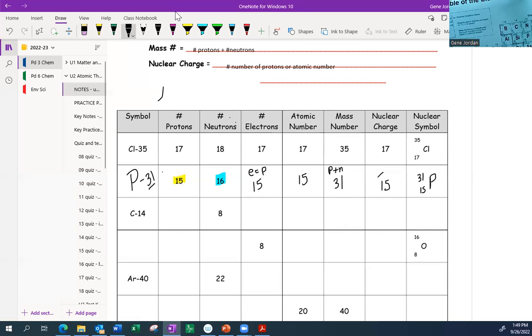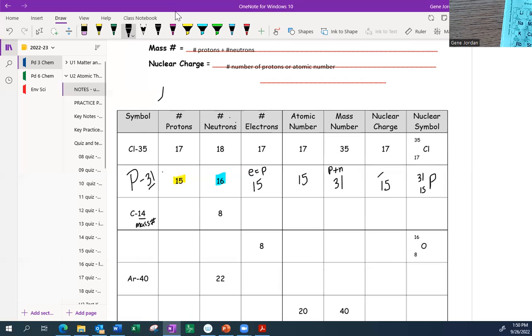And that's all there is to it. All right, hope that works okay. Let's take a look at this one. We see it's carbon 14. Well, it's telling us that there's a mass number of 14. So this is the mass number.